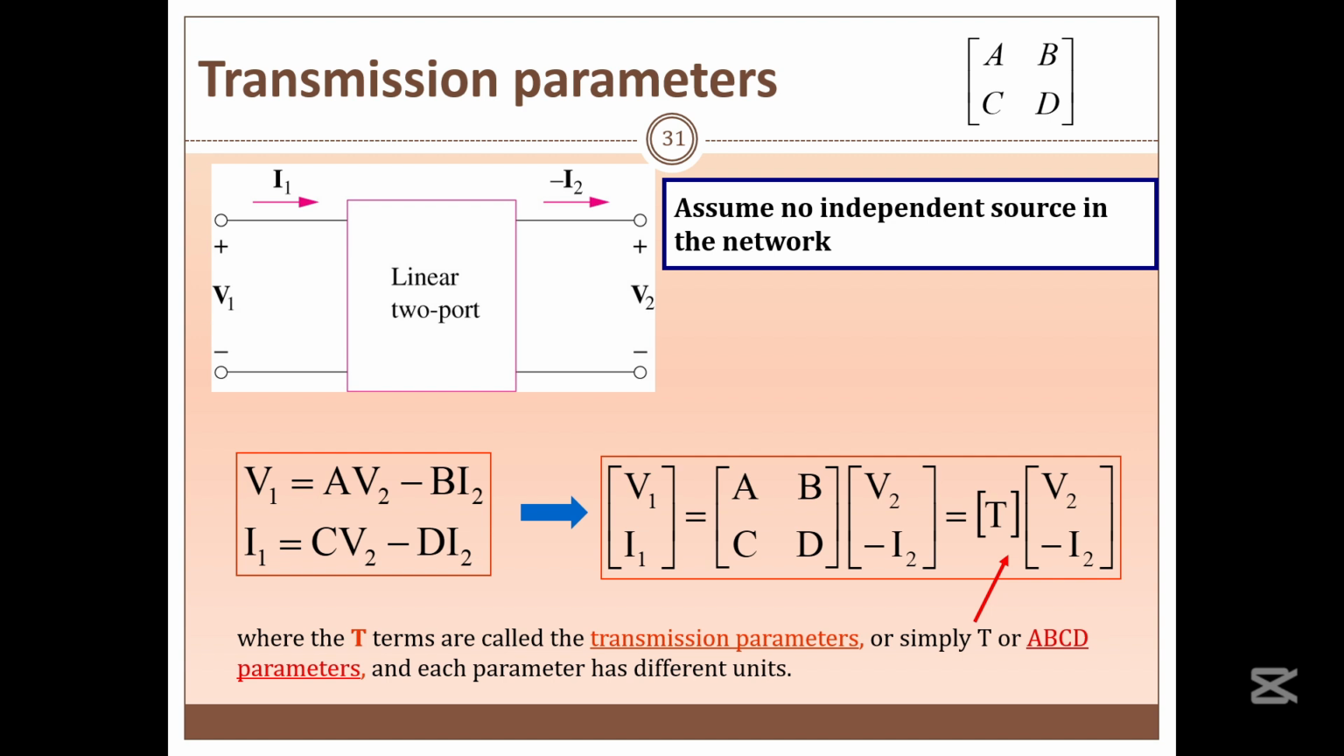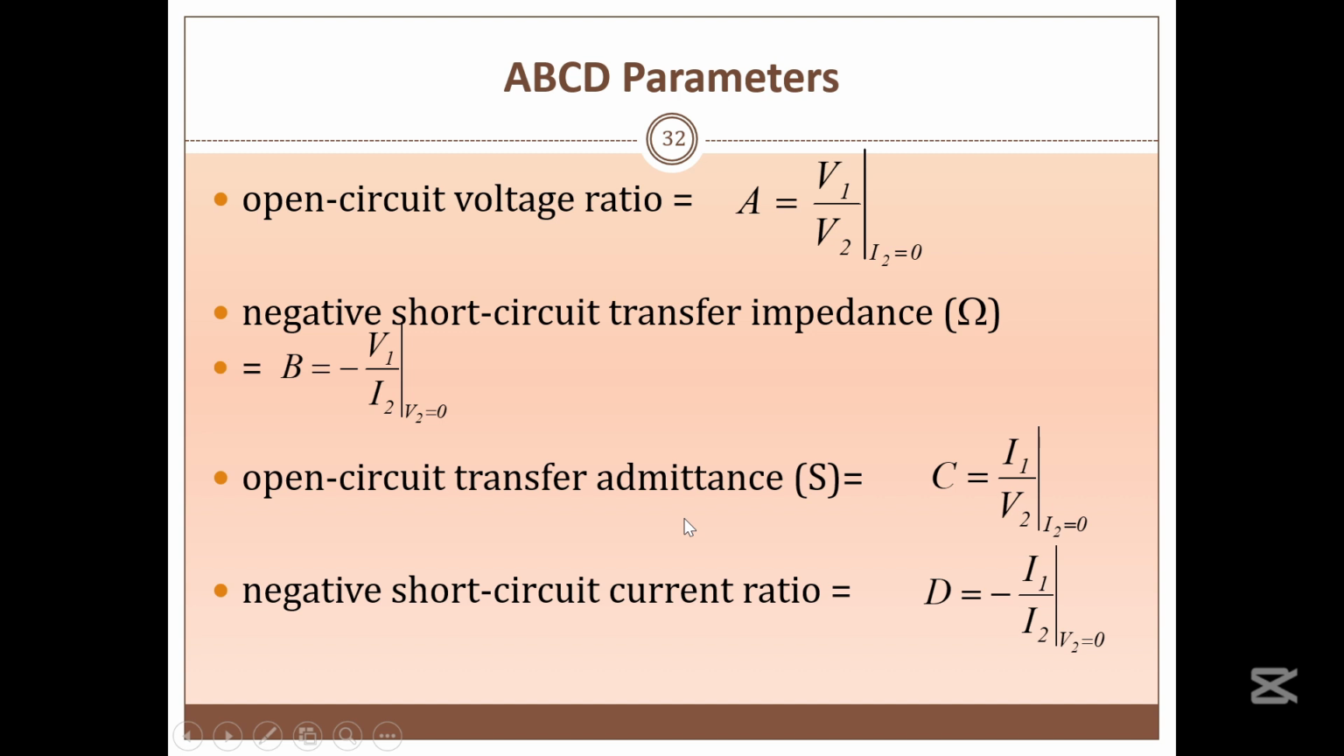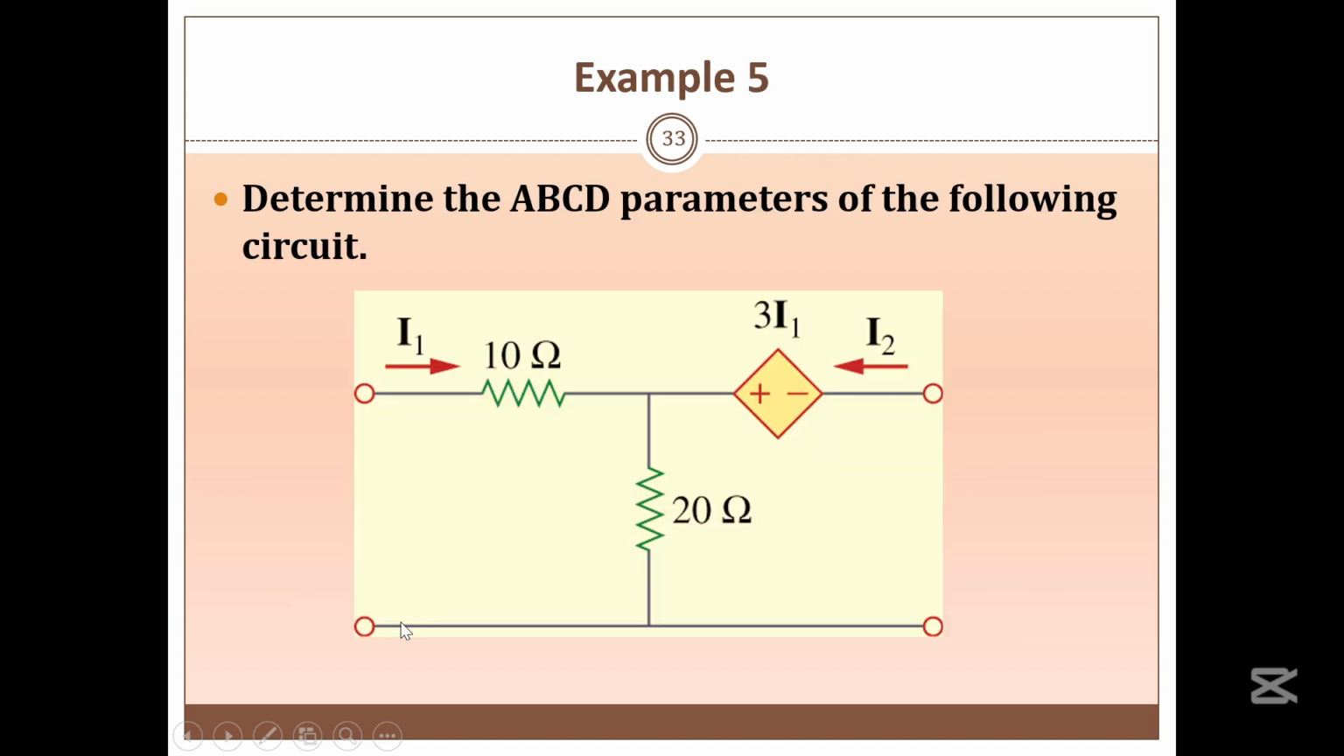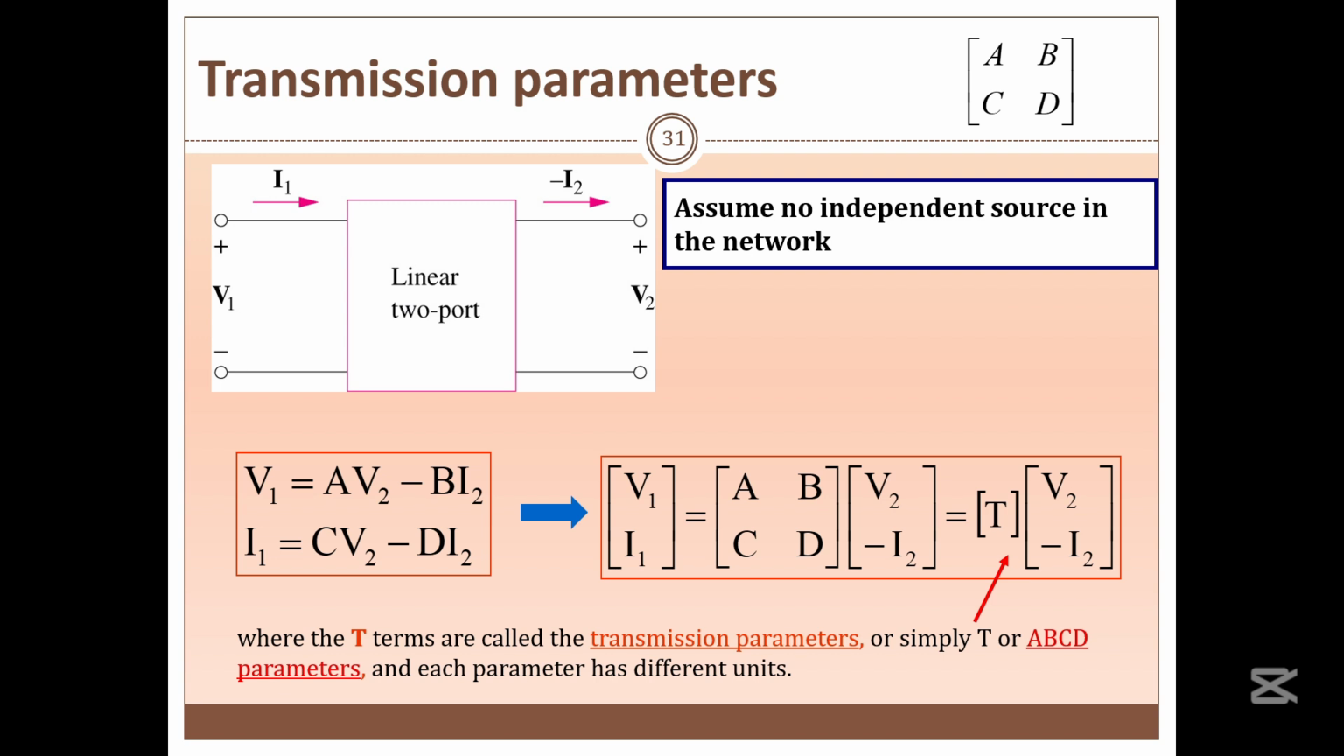Okay, then the ABCD parameter, also known as a transmission parameter. Here you have a different parameter for each of the A, B, C, D. You have the open circuit voltage ratio V1 over V2, and the negative short circuit transfer impedance B, and C is known as the open circuit transfer admittance, and D is known as the negative short circuit current ratio.